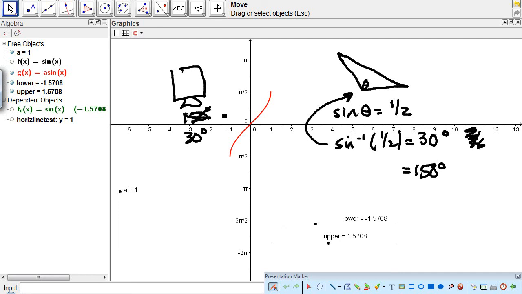Otherwise, that's the basis of the sine inverse function and why we restrict the domain. Next up will be inverse cosine and inverse tangent.